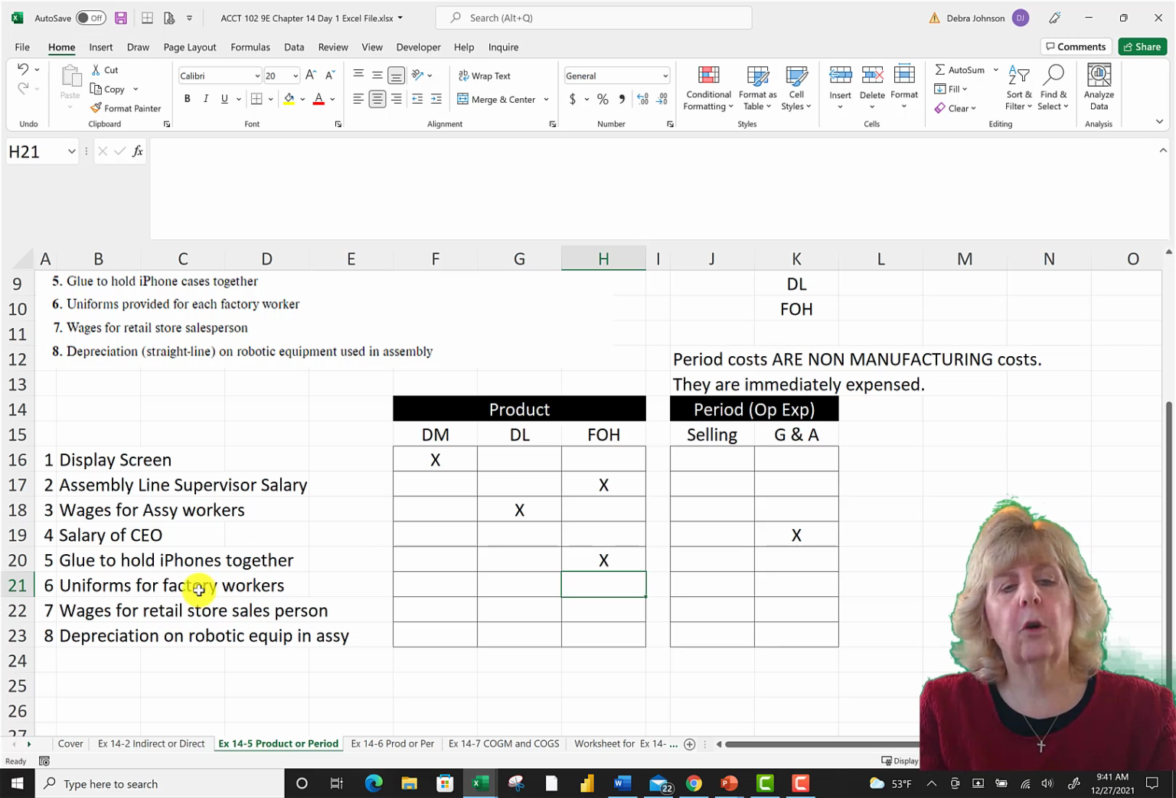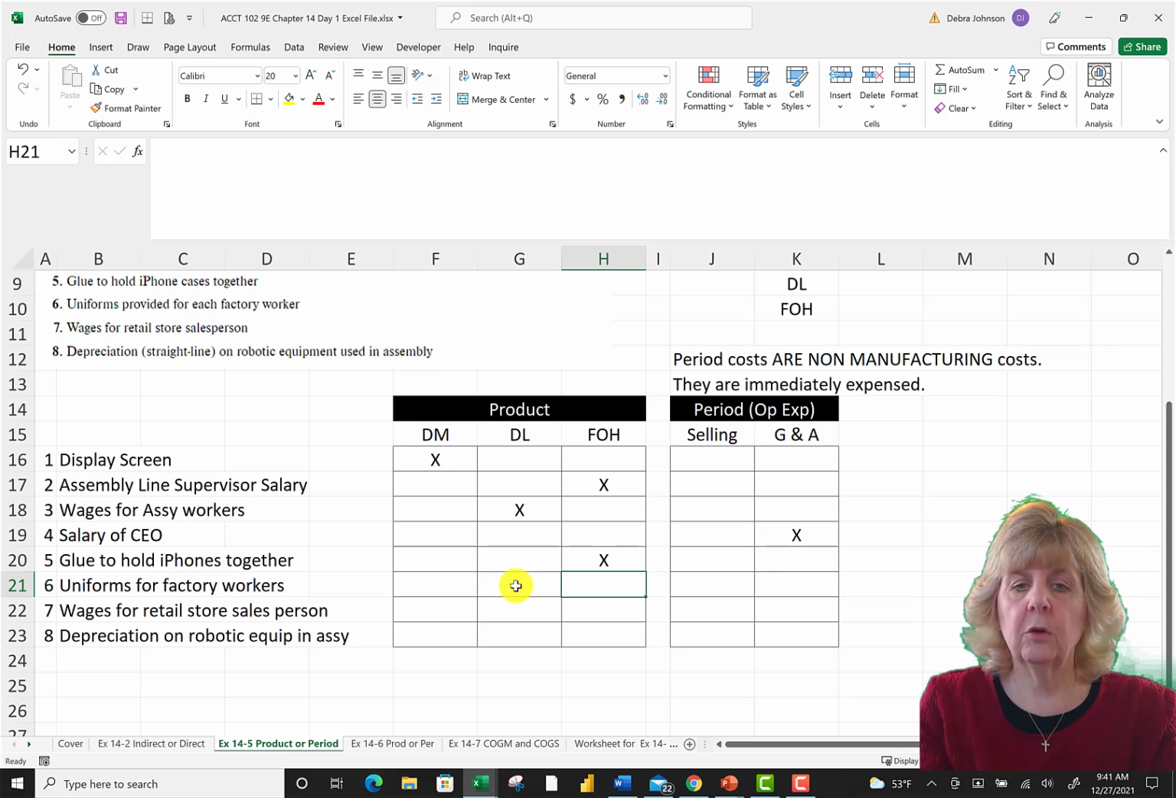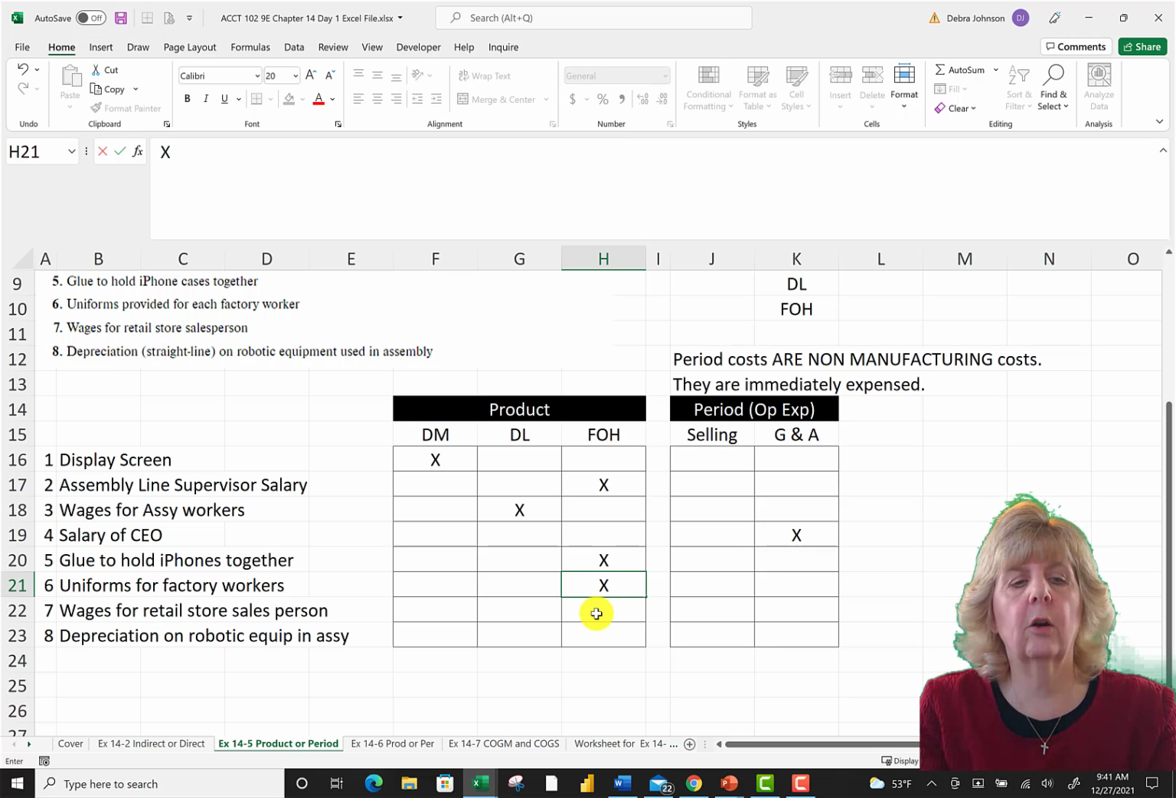The uniforms for the factory workers. If somebody's in the factory, that is considered a production cost. So now we're left with these 3 choices. Uniforms are not material. The uniforms are not direct labor, touch labor. By default, then, they go in that catch-all category called factory overhead.